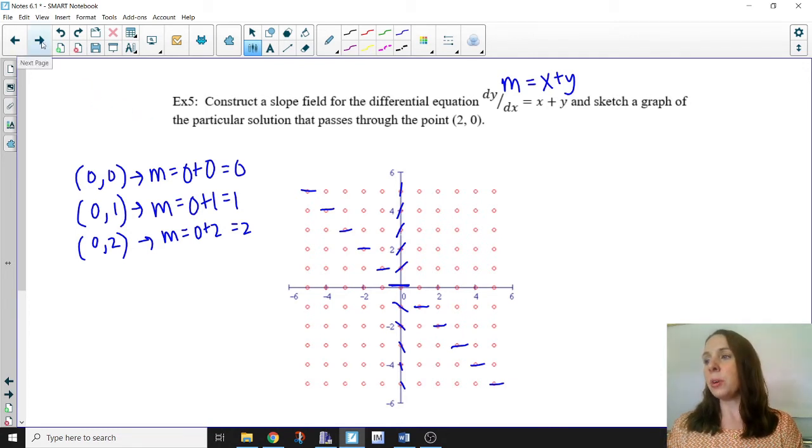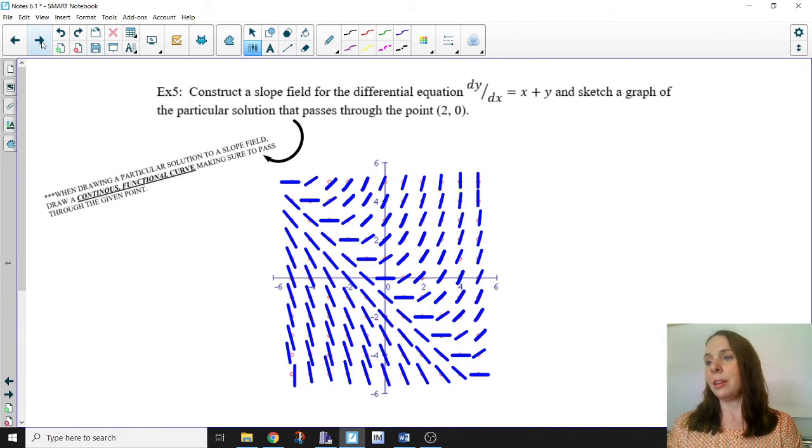Okay, and when you are done, you get something that looks like this. Isn't that cute? Yeah, I drew in all those lines. It's crazy. All right, let's not talk about it.